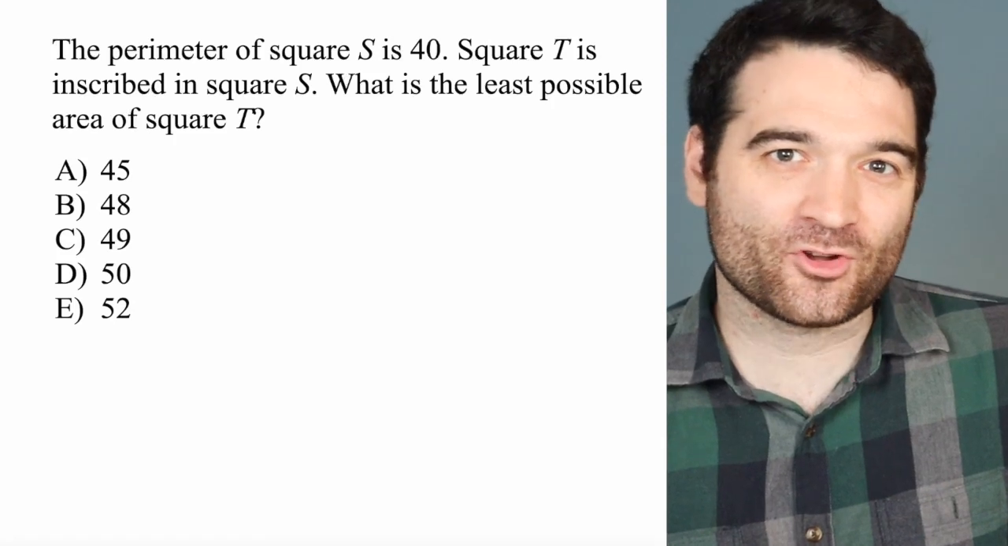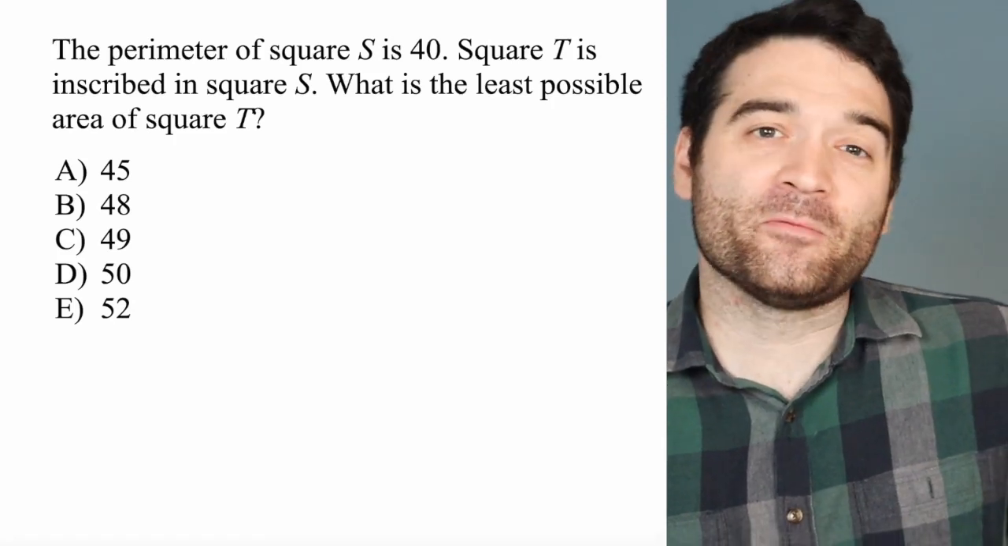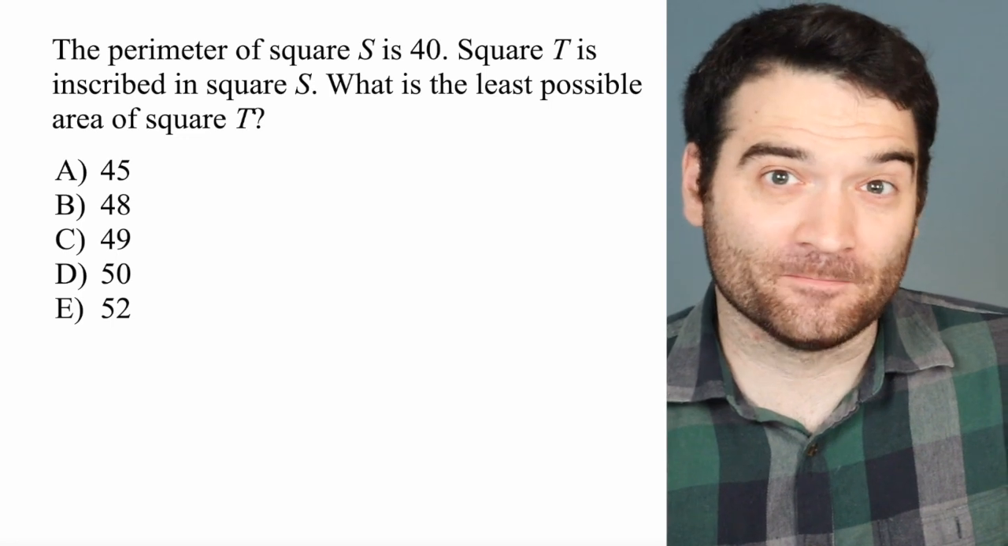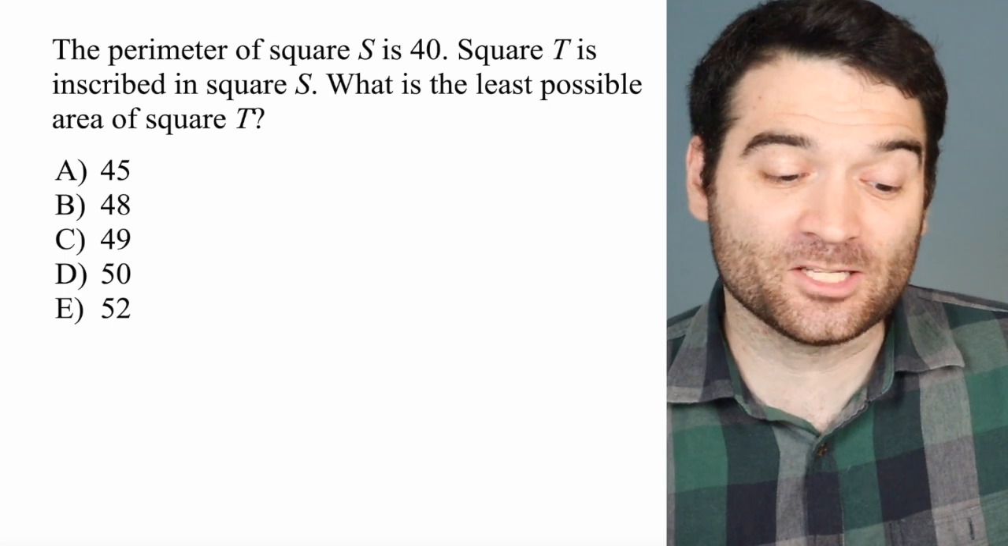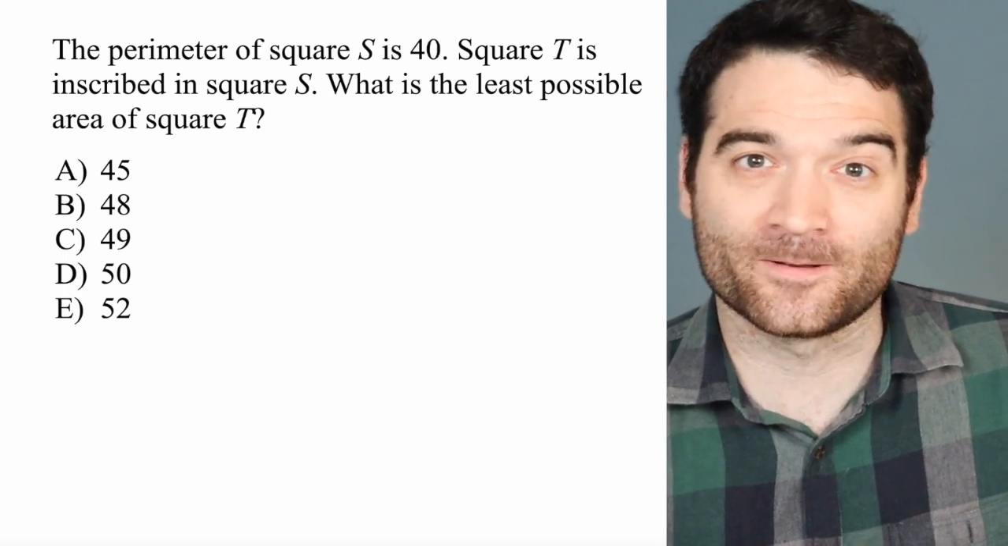Here's a GRE geometry question. Let's take a look. The perimeter of square S is 40. Square T is inscribed in square S. What is the least possible area of square T?